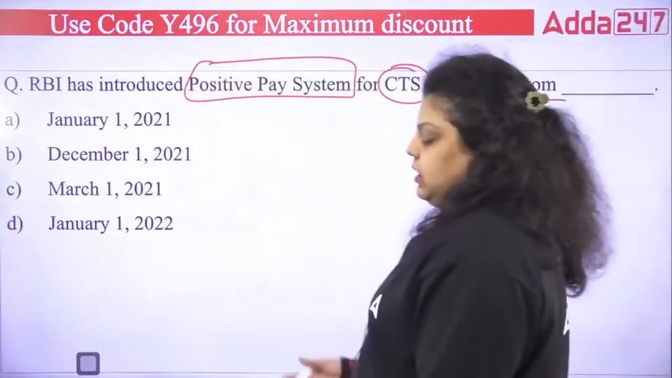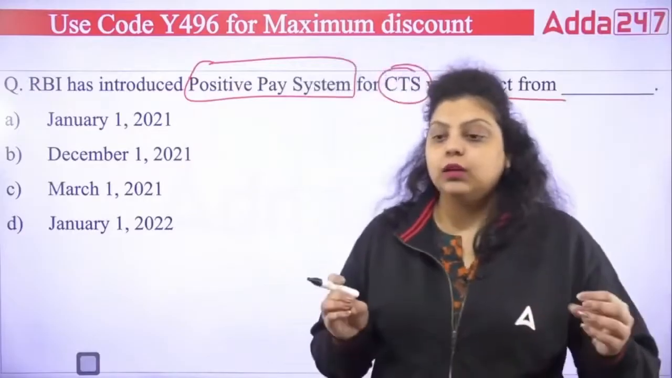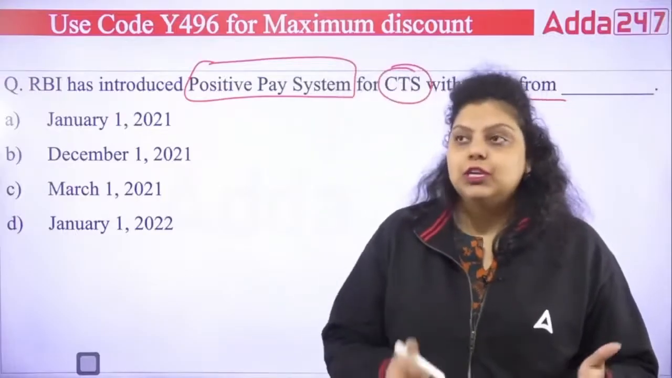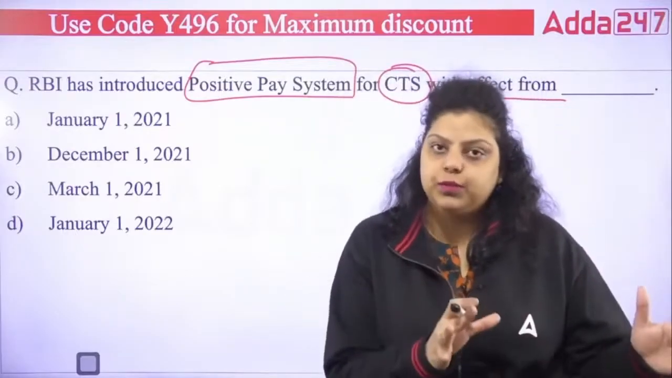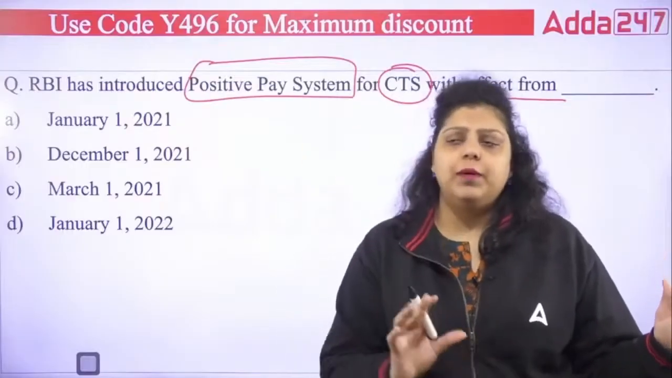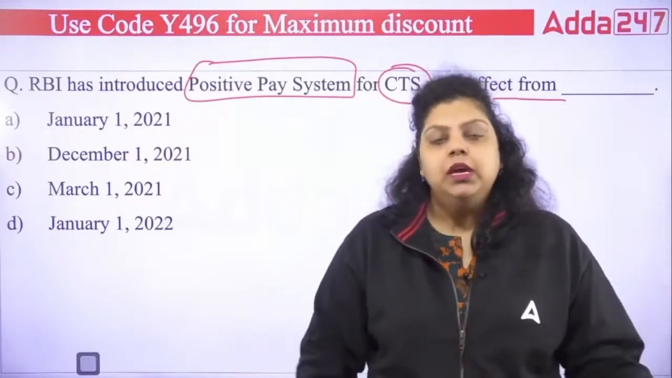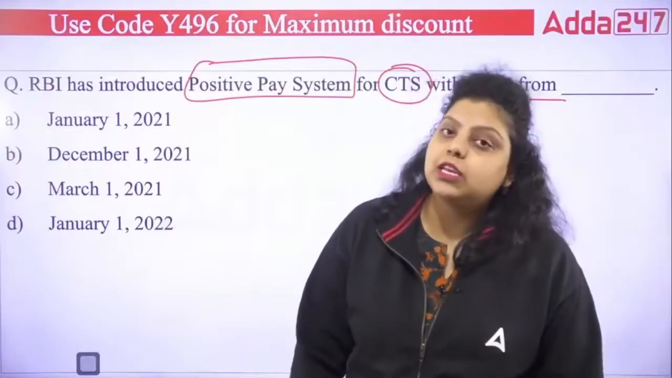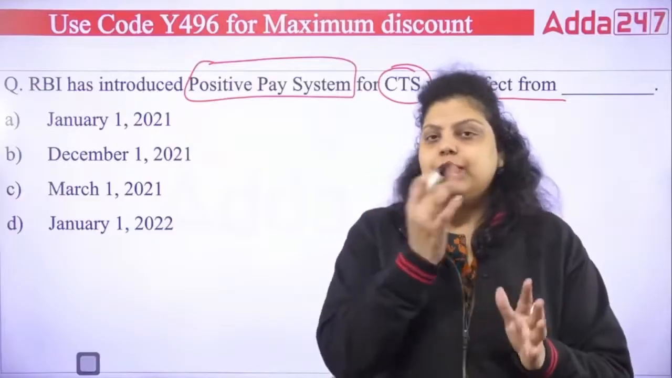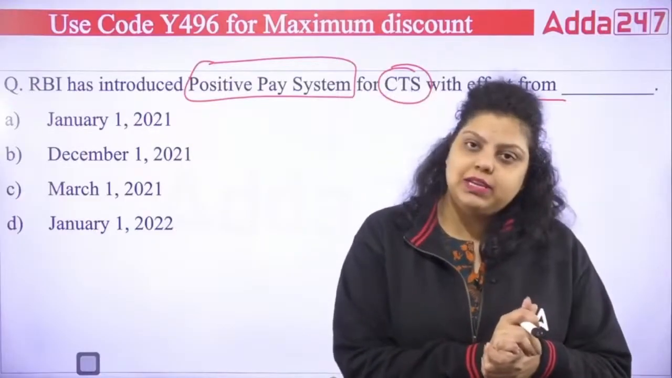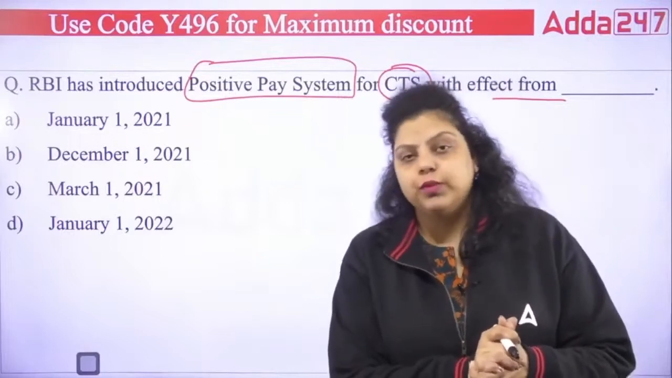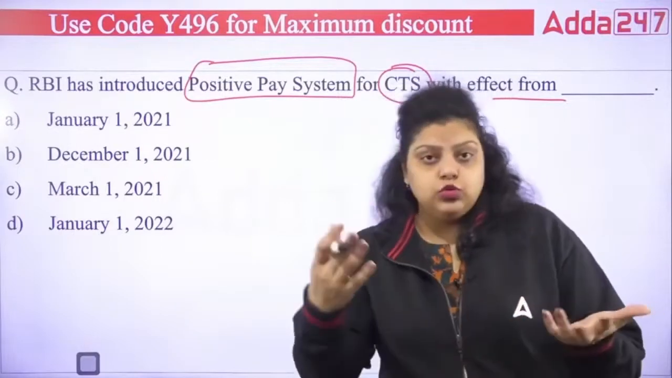This is a system in which RBI said that whenever a customer issues a check, the customer has to give information to the bank about the fields, the information you have to give in the check. And this should be done in the application of your bank. Let's say, for example, I have issued a check from ICICI Bank. So I have an application of ICICI Bank.